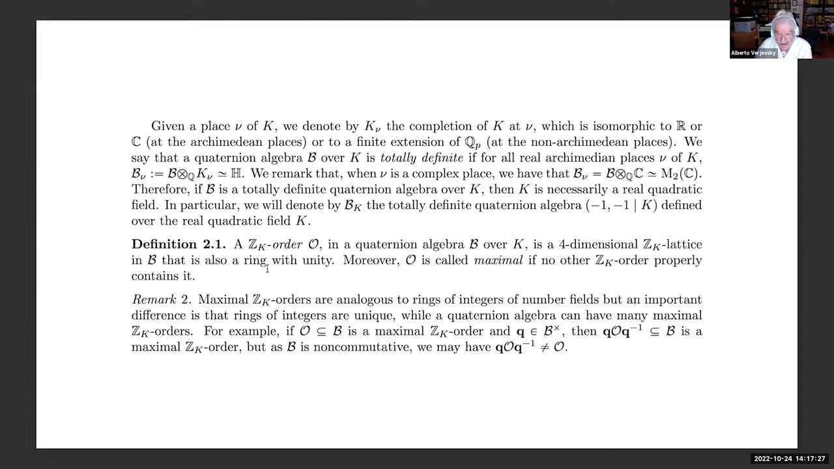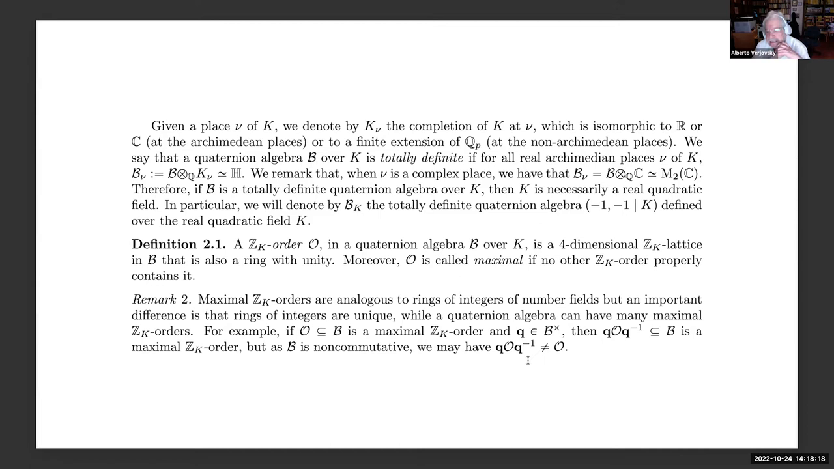Our goal is to generalize PSL(2,Z), the modular group. We have to replace the integers by something bigger, and the natural thing to do is to replace them by a Z_K-order O. So a Z_K-order O in a quaternion algebra B over the field K is a four-dimensional Z_K-lattice, a module of dimension 4 over Z_K. What is important here is that it is closed under multiplication and has a unit. And O is maximal, of course, if it is not properly contained in any other order.